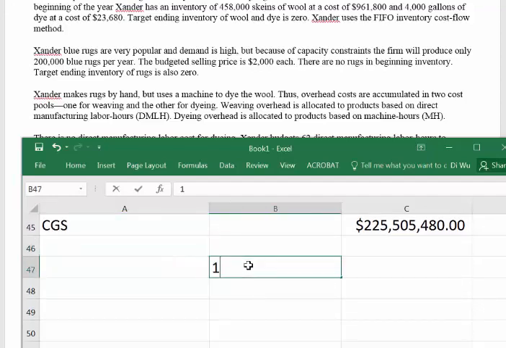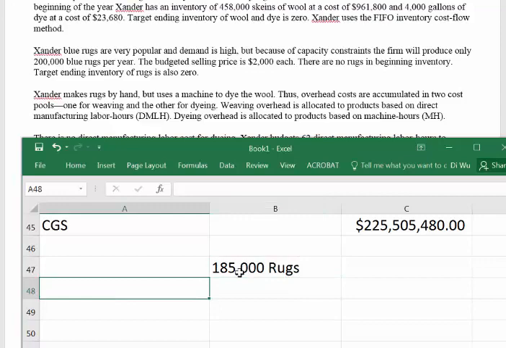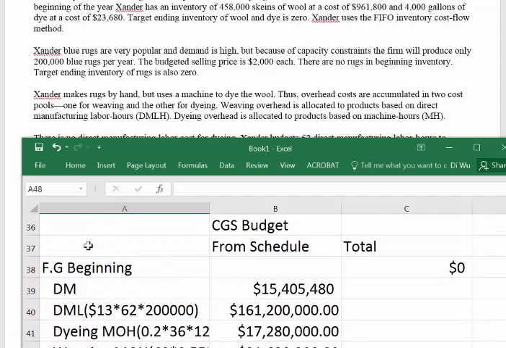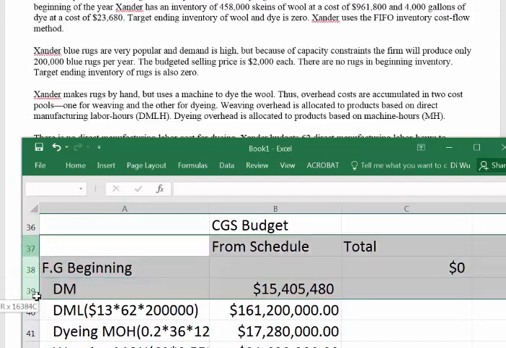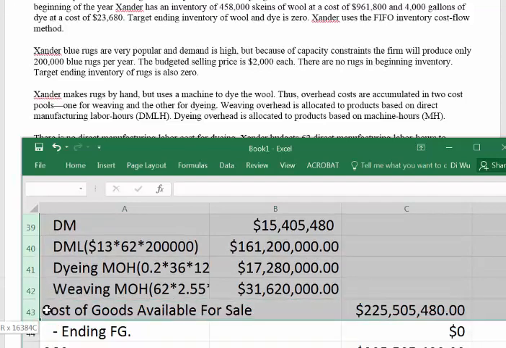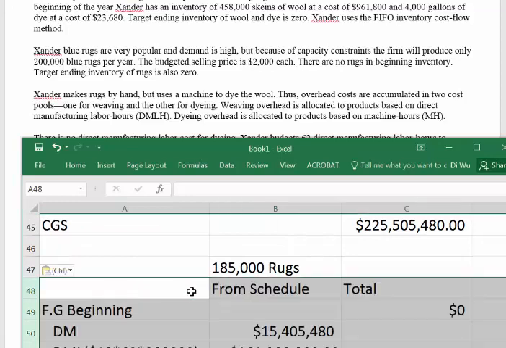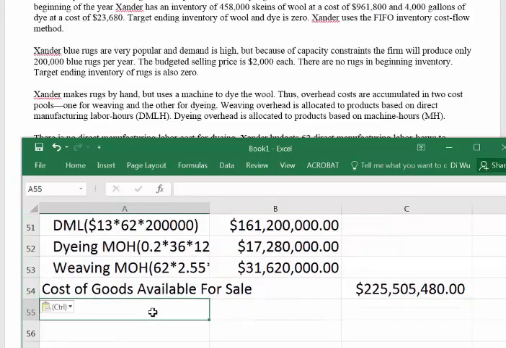Now I'm going to look at 185,000 racks being sold. I'm going to cheat just a little bit, if you don't mind, because to me it's a lot of similar work. I'm going to copy everything up to ending inventory, because the only difference is ending inventory. So I'm going to copy paste everything here, and now you have the same cost of goods available for sale, but a different ending inventory. This time the finished goods ending inventory is not zero anymore.